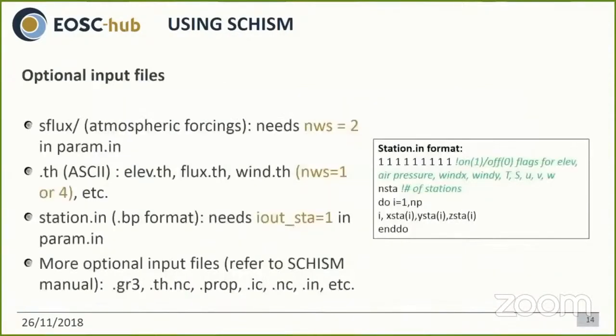Optional input files can be added for a more elaborate run. The sflux directory for atmospheric forcings is activated with NWS equal to 2 in the param.in file. Several ASCII .th files can be added as boundary conditions or atmospheric forcings. It is also possible to get time series of elevations, air pressure, wind, etc. at particular locations. This is done by setting iout_sta at 1 in the param.in file and creating a station.in file. More optional input files are detailed in the SCHISM manual.